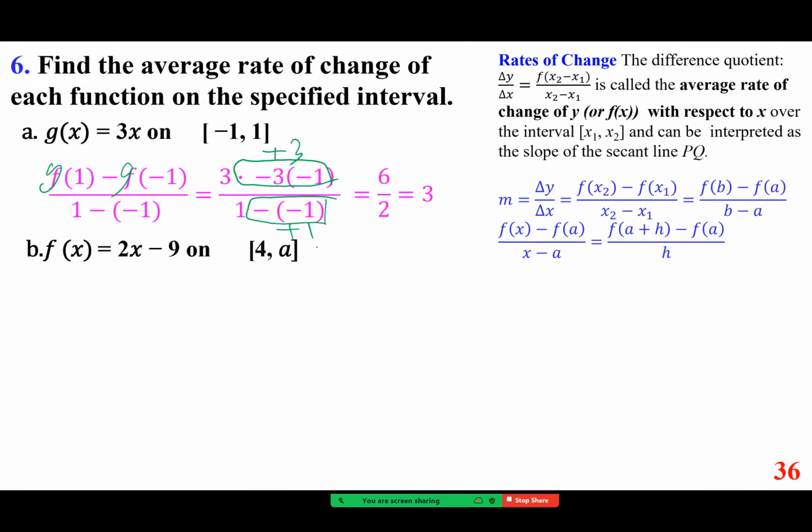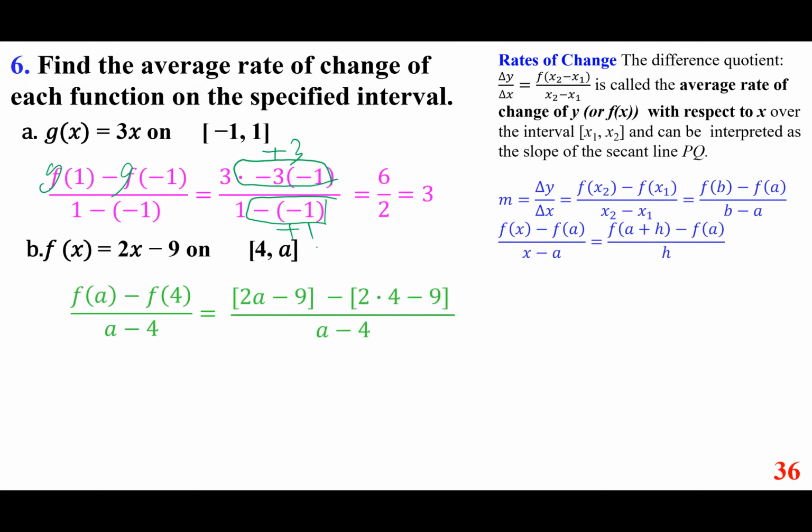Now, in this case, from 4 to a, that means f of a minus f of 4 over a minus 4. That's the meaning of it. So plug in a, plug in 4. All right. So when we plug in a, we get 2a minus 9. When we plug in 4, we get 2 times 4 minus 9. The denominator is a minus 4. So let's simplify the numerator.